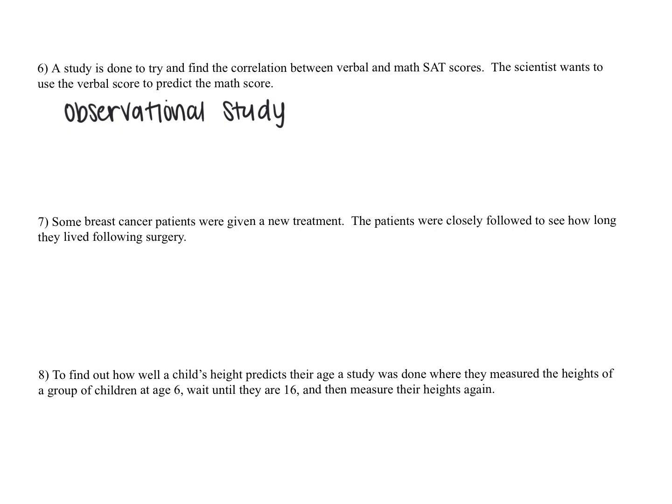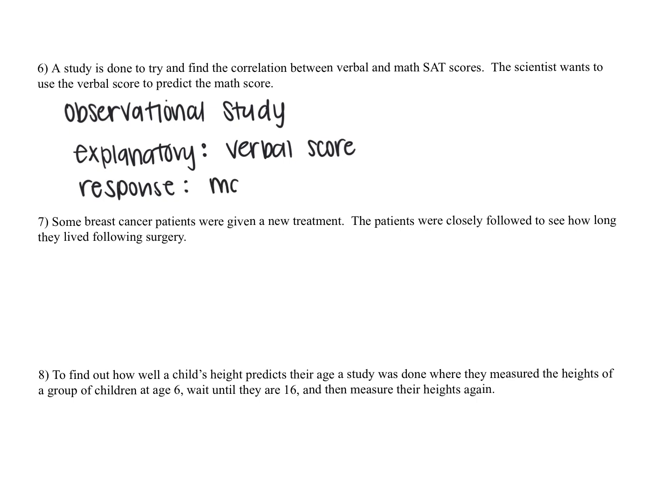Now, in this case, they did specify which one they want to use to predict the other one. If they hadn't made that second sentence, there really isn't one that we would say is automatically the explanatory variable and one that is automatically the response. But here they specify they want to see if verbal score can be used to predict the math score. So my explanatory variable is going to be the verbal score, and my response is going to be the math score.